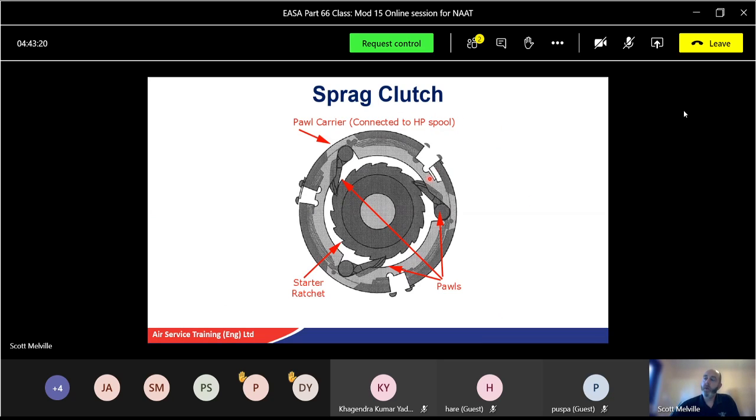So the sprag clutch, when it's rotating normally, you've got the starter ratchet here. There's a carrier connected, so this outer ring here is connected to your HP spool. This is the part that's spinning to start with from your air starter. As you see, the teeth dig into these little arms. That will start to push, in this case, in a clockwise position. But once this part gets faster, in other words, the engine gets faster than that, it will disengage. Centrifugal force will also put these pawls out of the way, and it won't turn anymore.